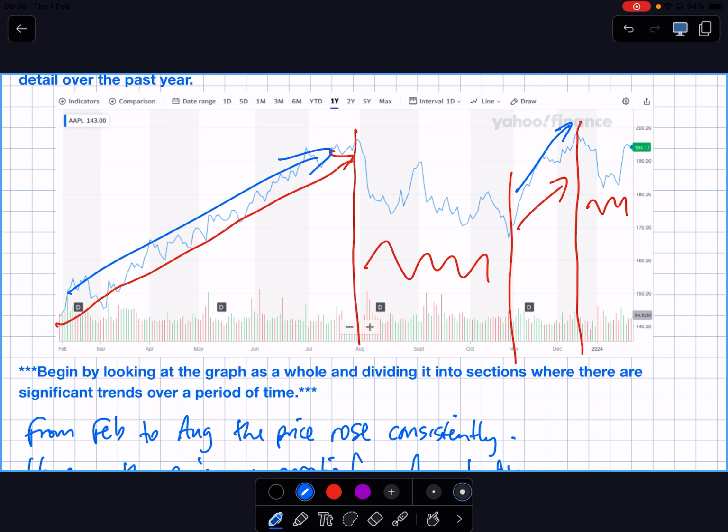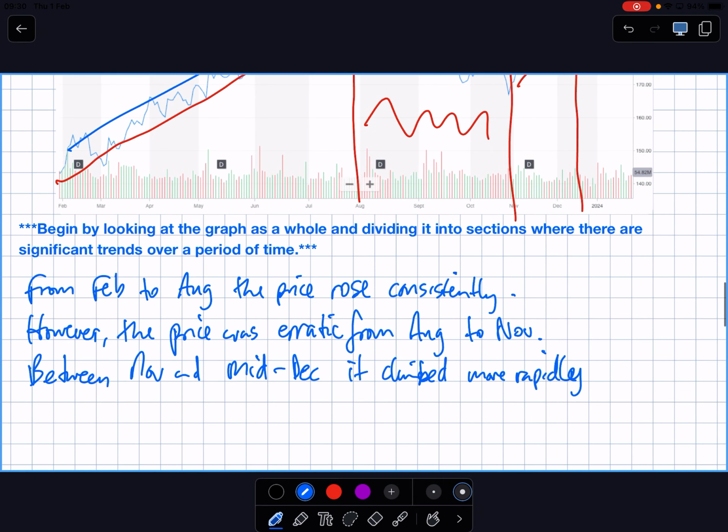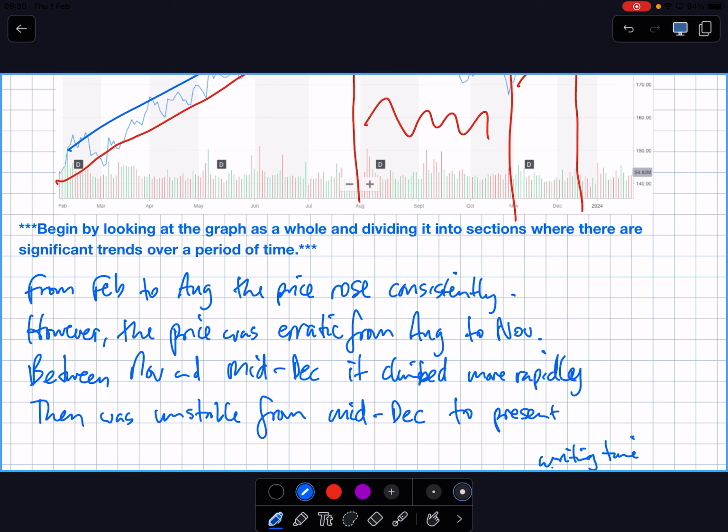And one last person for what happens from mid-December till now. Is that consistent? Is it stable, or is it unstable? Unstable? Yeah, use a different word. We already used erratic. Then it was unstable from mid-December to present. Okay, writing time. I'll stop the recording.